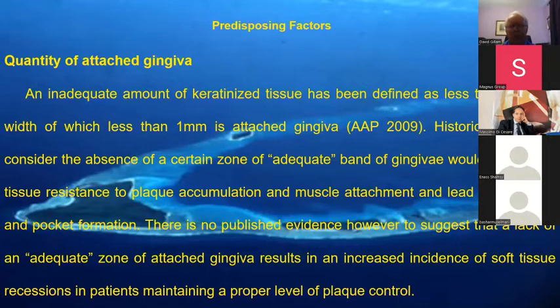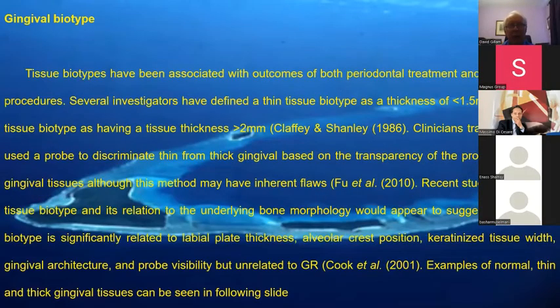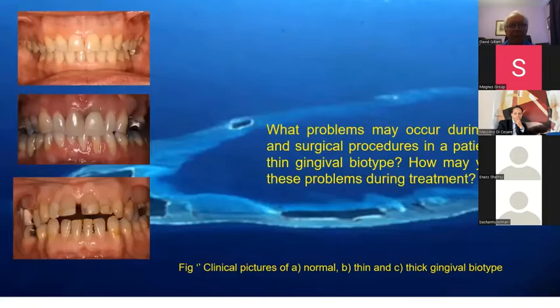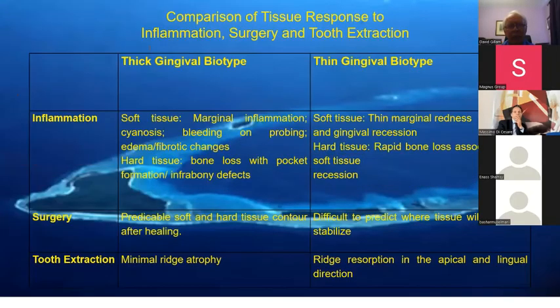There's an issue. There's no published evidence, however, to suggest that a lack of zone of attached gingiva results in increased incidence of soft tissue recession in patients. Here's the key: maintaining a proper or a good level of plaque control. So really, it's based on the patient's plaque control. So from a clinical perspective, we need to measure things regularly.